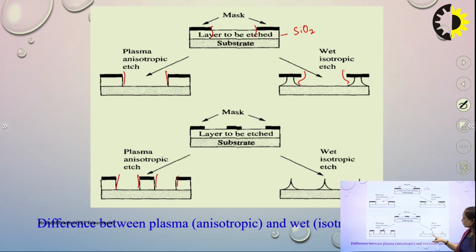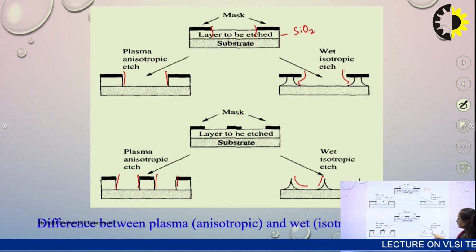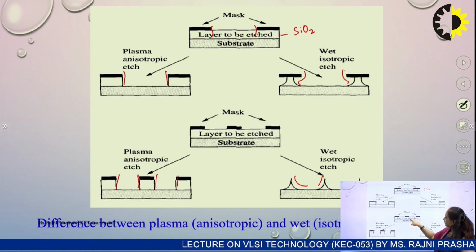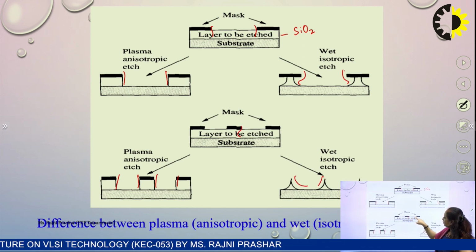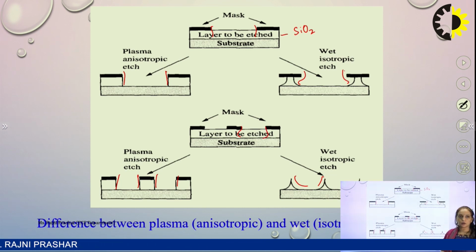But if you use the same material with the help of wet isotropic etching, this material will be etched like this. Okay. So under this cover, we are going to etch the material also. Okay.